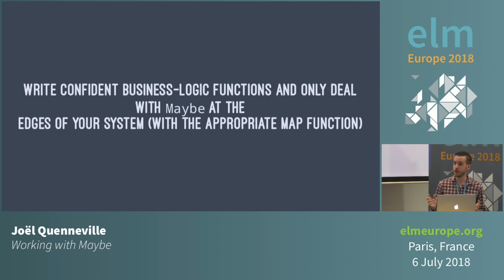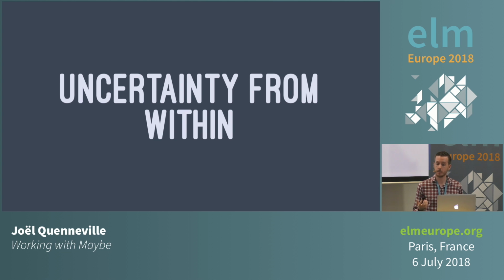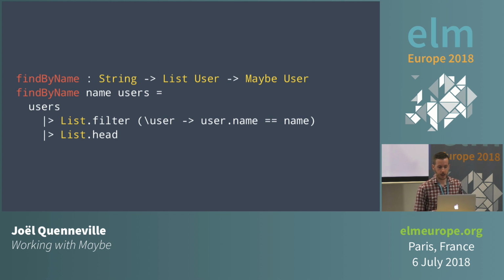So these are different ways that we can deal with uncertainty that comes from outside of our program. But uncertainty can also come from within. And this is much harder to avoid. For example, we're trying to look up a donor by name. Say we want to filter down the list. And so we're filtering it, but we want just the first result. And list head is going to return a maybe. There's no good way around it. And so our find by name function here, the arguments are string, list user as inputs, and then it returns as output maybe user. Does that violate our guideline from before?